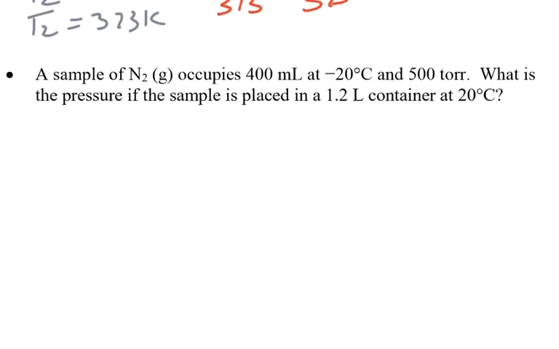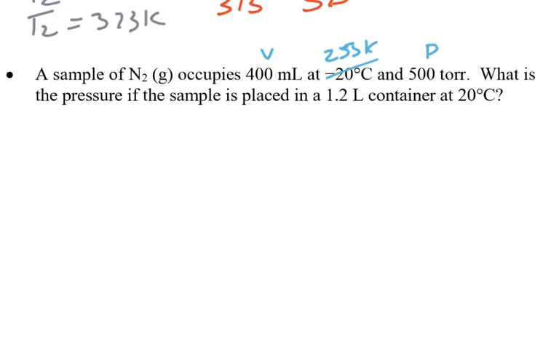Okay, try another one. A sample of nitrogen gas occupies 400 milliliters. Okay, that's a volume at negative 20. Negative 20, add 273. We're going to have 253 Kelvin. So again, we want to do that before we forget. 500 torr. That's a pressure.